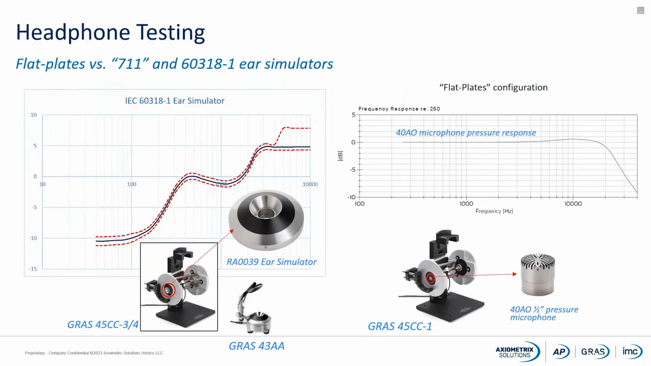The IEC 60380-4-1 ear simulator do also have a very well-defined transfer function or frequency response. If we compare the response we have here for the IEC 60380-1 with a standard microphone, with a standard pressure microphone, then we can see that the standard measurement microphone has a very flat frequency response up to, in this case, up to 20 kilohertz.